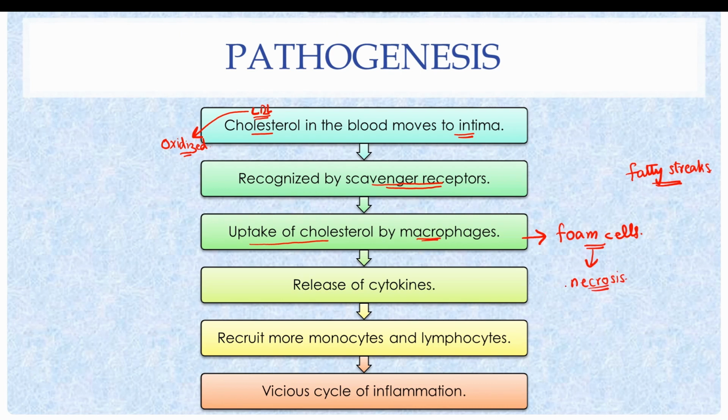These necrotic foam cells release cytokines, which recruit more monocytes and lymphocytes to the site, and hence a vicious circle of inflammation starts. The necrosis of foam cells also releases fat inside the subendothelium, resulting in formation of a fatty core.